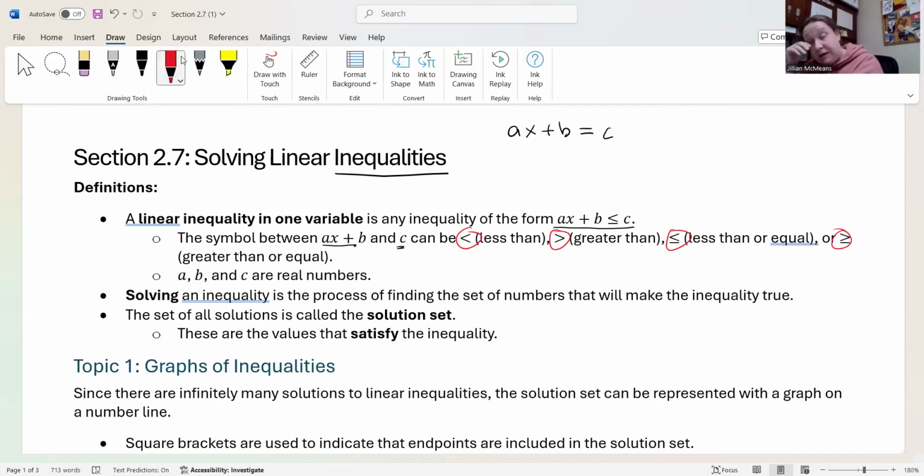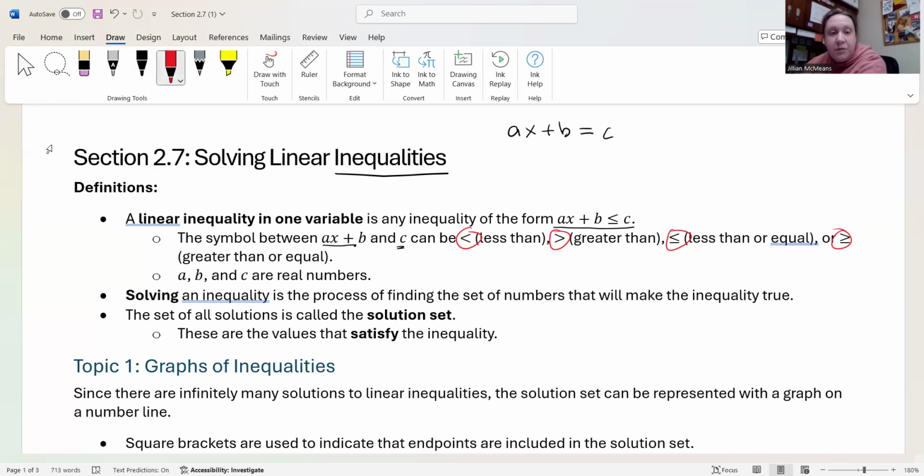So it doesn't mean everything works. It just means an interval of values are going to work, and there's going to be infinitely many values in that interval. All right, the set of all solutions is called the solution set. That's fairly obvious. And these are the values that satisfy the inequality. Okay, these are the values that make the inequality true.